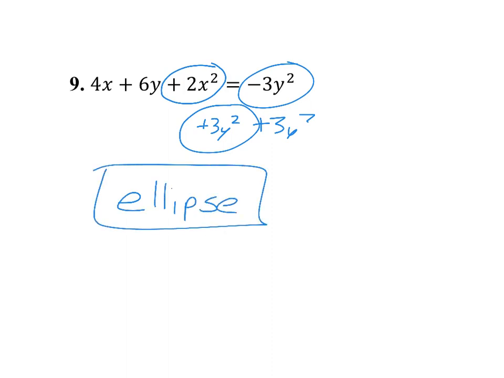So again, find x squared and y squared, put them on the same side. If one is positive and one is negative, it's a hyperbola. If they're both positive or both negative, it's an ellipse. And that is all for 9.5.